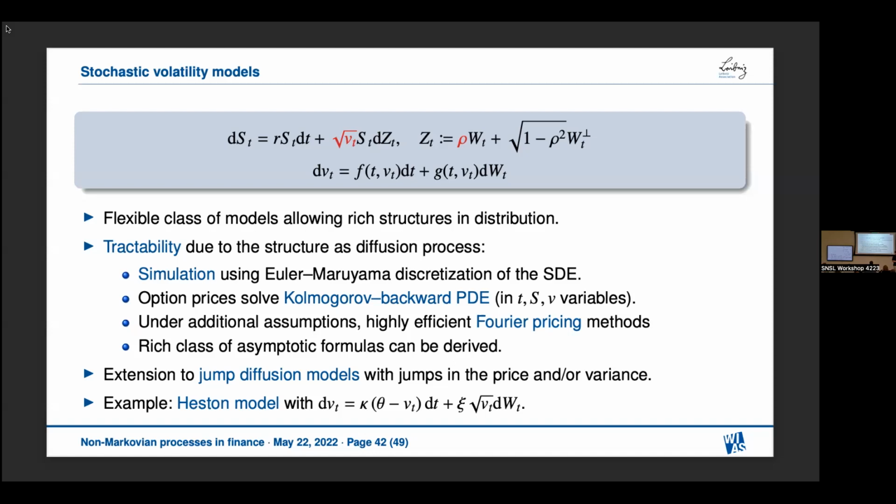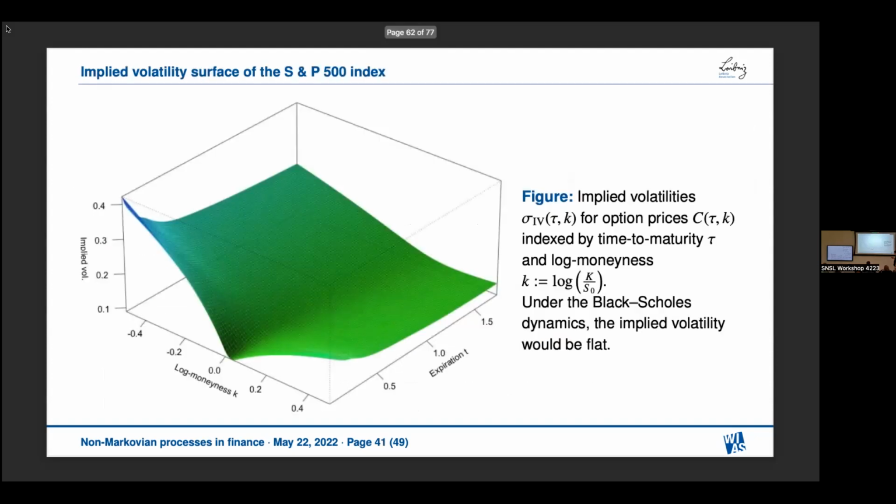You have a lot of tractability because, again, for instance, you have pricing PDEs. It's easy to simulate the processes. Maybe in some specific instances, you have highly efficient Fourier pricing methods. A lot of people here in this room can tell you more about each of these methods and their advantages and disadvantages. There are nice asymptotic formulas. And maybe one example that Eduardo will focus a lot on tomorrow is the Heston model, where you have this specific dynamics for the variance process, which is a very nice model. I mean, very nice properties. But it also doesn't quite do the job.